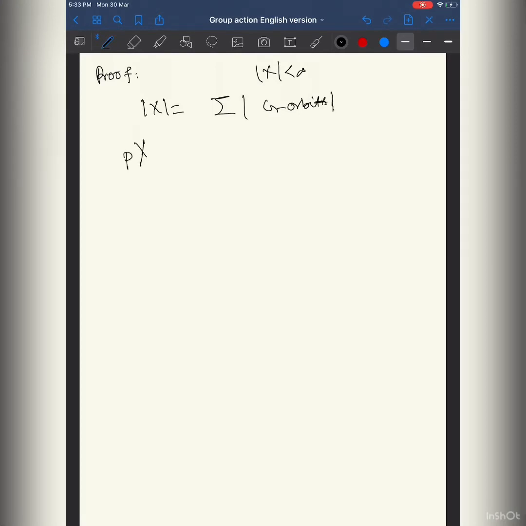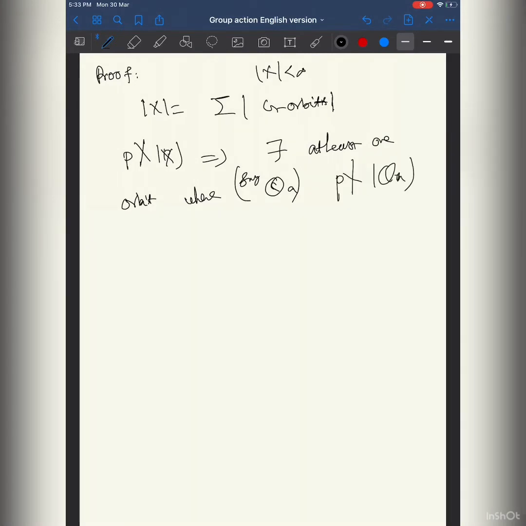and P does not divide the order of X, that implies there exists at least one orbit, let's say the orbit of A, where P does not divide the order of the orbit of A. If such an orbit does not exist, if P divides all of the orbits, then eventually, because it's a summation, P should divide the cardinality of X.